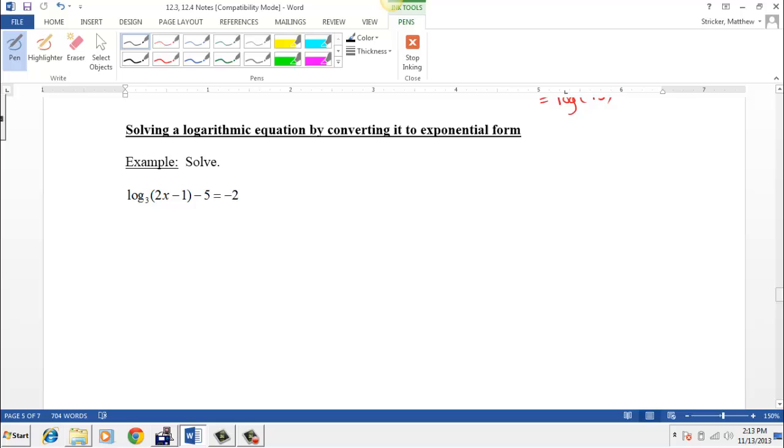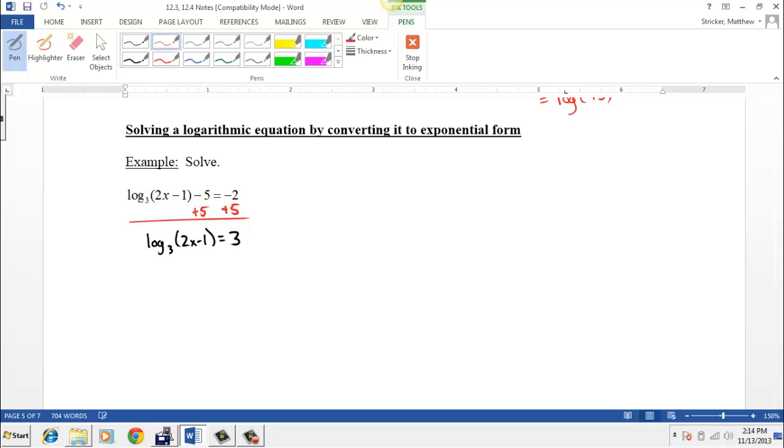Now the next one is a little bit different form because there's not a log on both sides. But just like in the problems at the bottom of the first page, where we converted exponential form to log form because we were stuck, we can go the opposite way here. We can convert from log form to exponential form. First, isolating the log, so adding 5 to both sides, it gives us log base 3 of 2x minus 1 is equal to 3. And we're stuck. How do we get rid of the log?